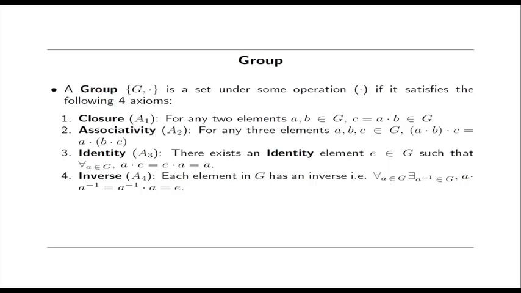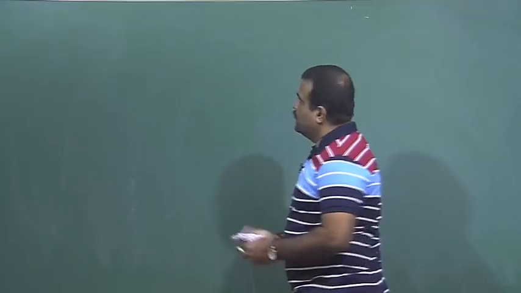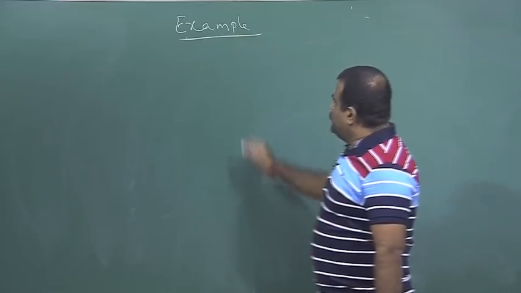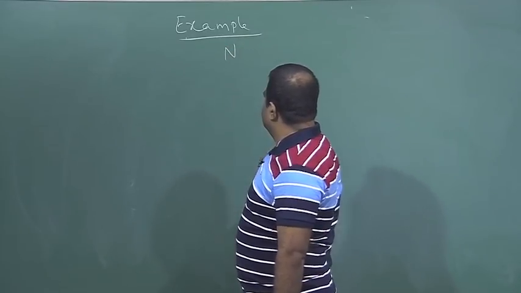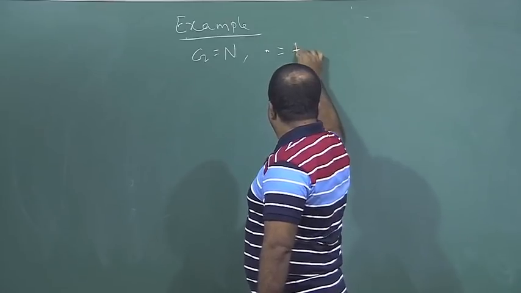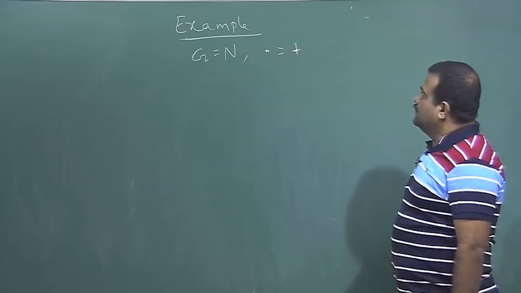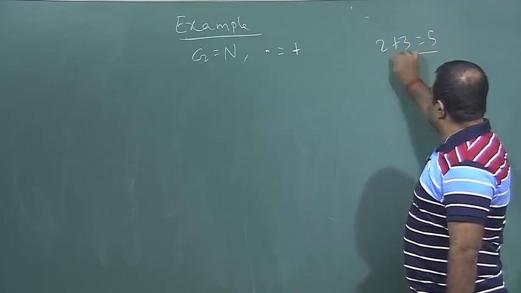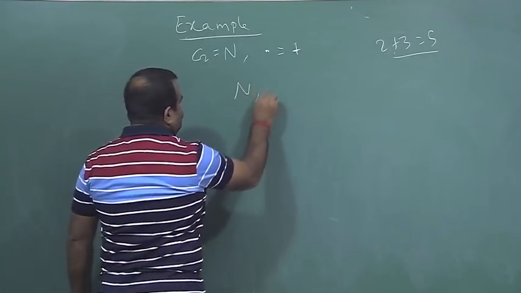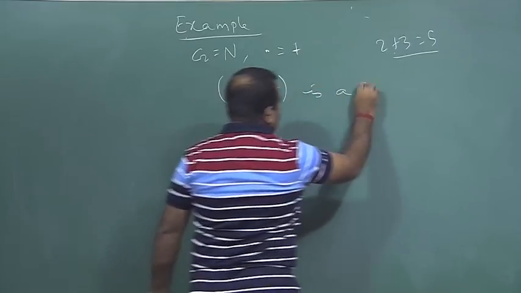Now, let us take an example of a group. Okay, so example. If we take the set as, say, the set of natural numbers, this is our G, and suppose our operator is plus, the real number plus. Okay. 2 plus 3 is 5, this plus operation. Now, the question is whether, under this operation, N along with plus is a group.